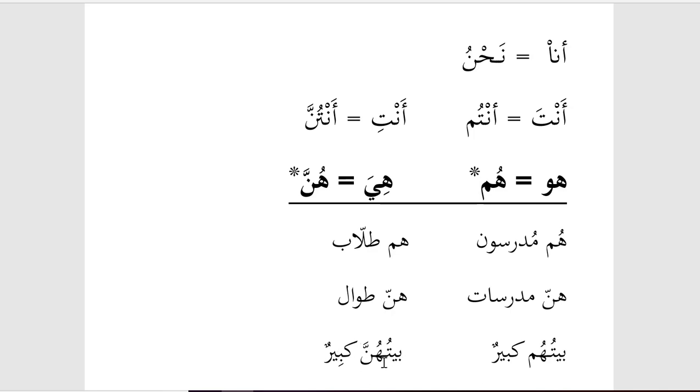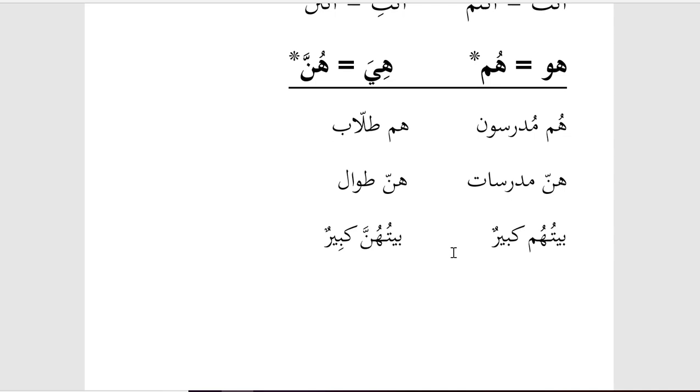Baytuhunna kabir. Same thing. Hunna stays exactly the same. Why did we say kabir and we didn't say kibar? Because we're not talking about the women. We're talking about the house. So in each of these, we're saying their house. But here we know the house belongs to a group of men. And here we know the house belongs to a group of women. And in each instance, the house is what is big.